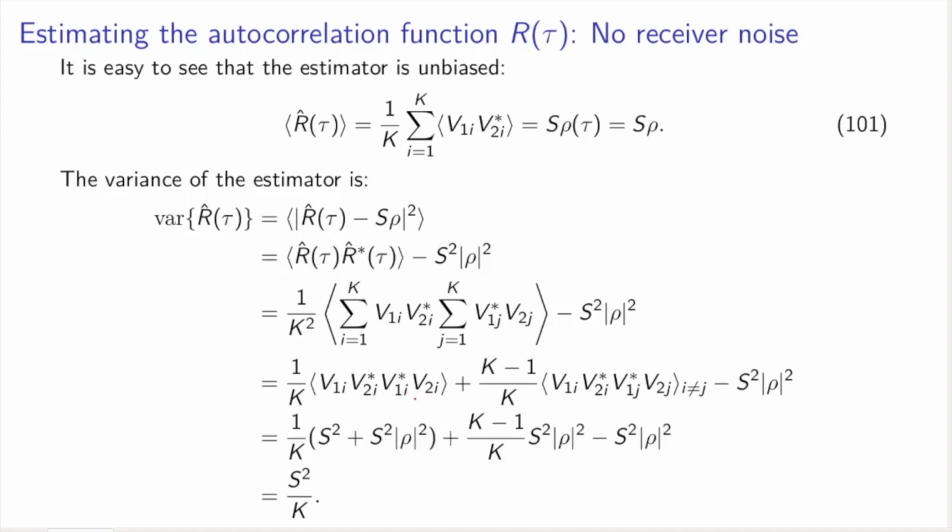We'll first investigate the case where we have no receiver noise. In this case, it is easy to see that the estimator is unbiased. The variance of this estimator can be derived in pretty much the same way as the variance of the power estimator, so I won't go through this in much detail.